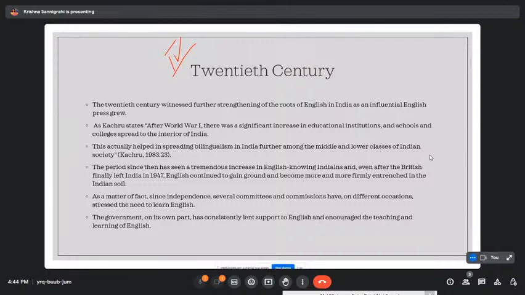So what happened after World War I? There was a significant increase in educational institutions, and schools and colleges also tried to spread to the interior of India. Today, if you go to a village, you will see some college nearby, available to spread or disseminate knowledge. However, during that time, it was not the case.